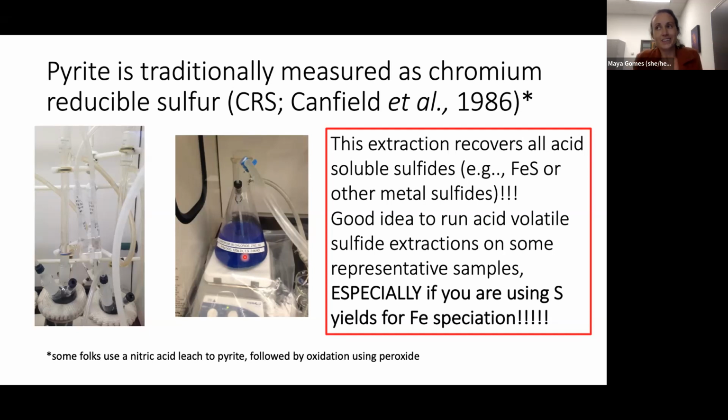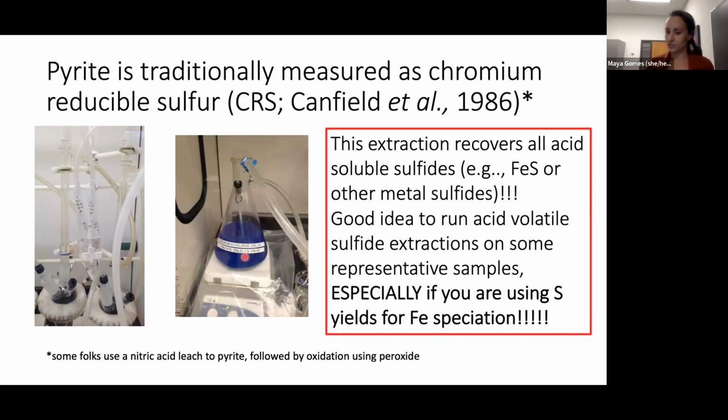When we're measuring rocks, sometimes we just do CRS extractions because we assume that iron monosulfides aren't persistent over long time periods, or that there are not a lot of metal sulfides. But sometimes there can be those things in there. So it is a good idea to run acid volatile sulfide extractions on some representative samples to see whether or not you have those phases and if you should worry about them.